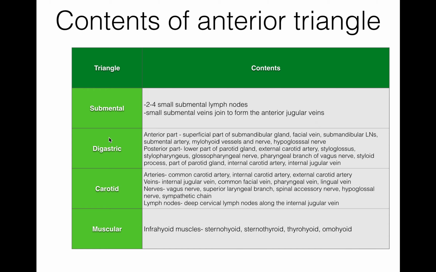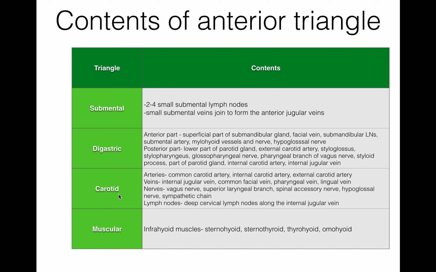And the digastric triangle: the anterior part of the triangle has the superficial part of the submandibular gland, the facial nerve, the submandibular lymph nodes, the submental artery, the mylohyoid vessels and the nerve, and the hypoglossal nerve. And the posterior part of the triangle has the lower part of the parotid gland, the external carotid artery, the styloglossus and the stylopharyngeus muscles, and the glossopharyngeal nerve, the pharyngeal branch of the vagus nerve, the styloid process, and a part of the parotid gland, and the internal carotid artery, as well as the internal jugular vein.